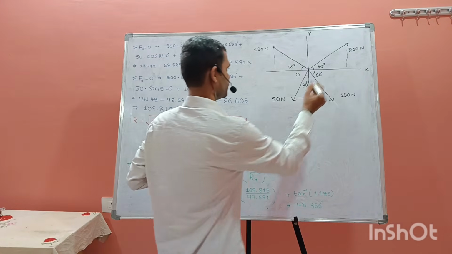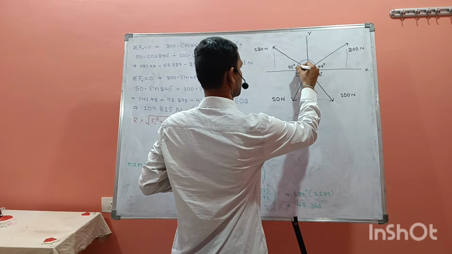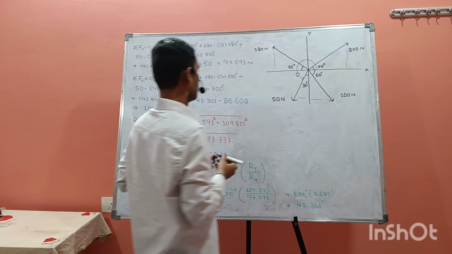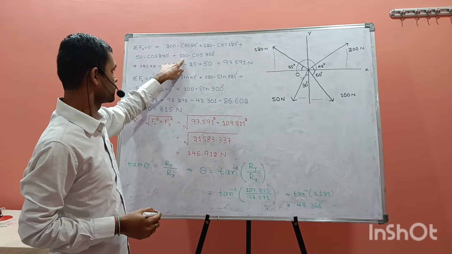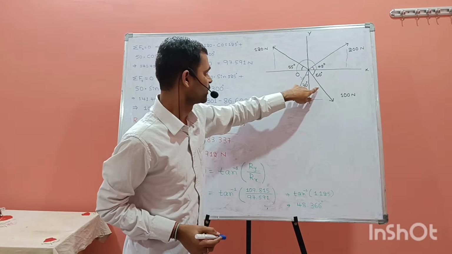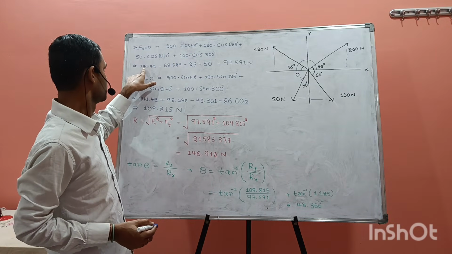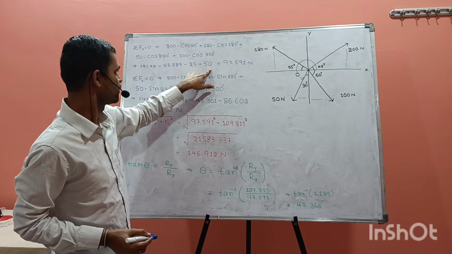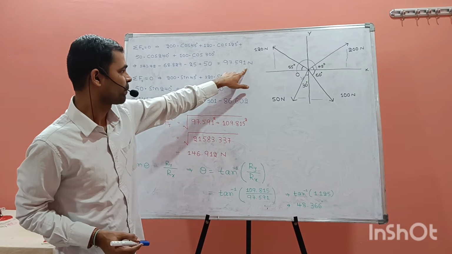So from here to here, and for the next force, 100 into cos, from here to here, 300 degrees. When we solve this, these are the values: 141, 68, 20, minus 25 plus 50. So this will be 97.591 newtons.